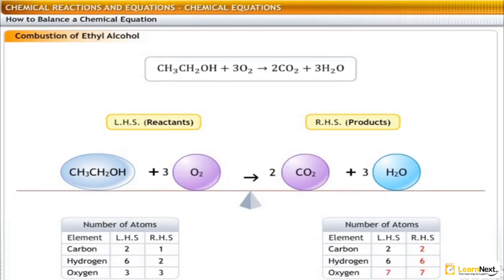In the end, do a final check to confirm that the number of atoms on the reactant and the product side is properly balanced. Here is what you get as the final equation. Ethyl alcohol reacts with 3 molecules of oxygen to give 2 molecules of carbon dioxide and 3 molecules of water.